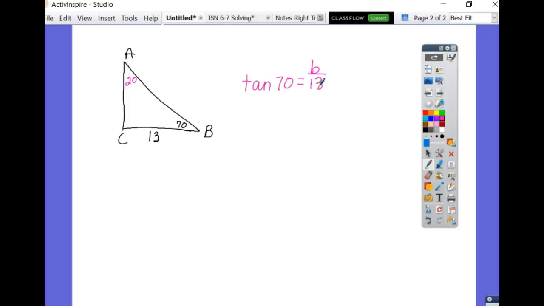Now if I wanted to find the hypotenuse this time, I'm still going to use 70, and this is going to be 13 over the hypotenuse, which is c. So what do I have here? I have adjacent over hypotenuse. And so then we solve for c.